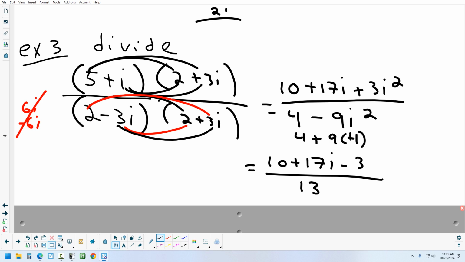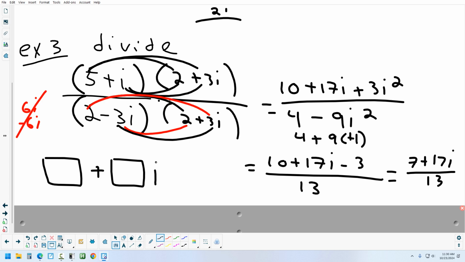Now let's simplify the top. When I combine everything I can, what do I get in the top? 7 plus 17i. 7, good, plus 17i. And that's almost there, but that's not standard form. If they ask you to write your answer in standard form, you need to have a real number, plus, or it could be a minus, in this case it's a plus, imaginary, and then an i next to it. What do you think would be my real number?